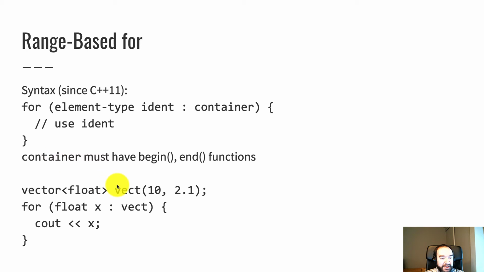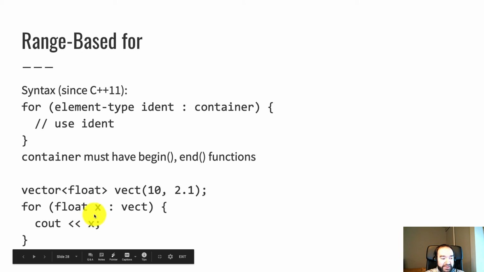So here's a concrete example. I've got my vector of 10 2.1s, and then I say for float x, that's going to be my variable that holds one element at a time. vect is the container that is a data structure with begin and end functions, and then in the body of the loop I can use x. x represents the current element.